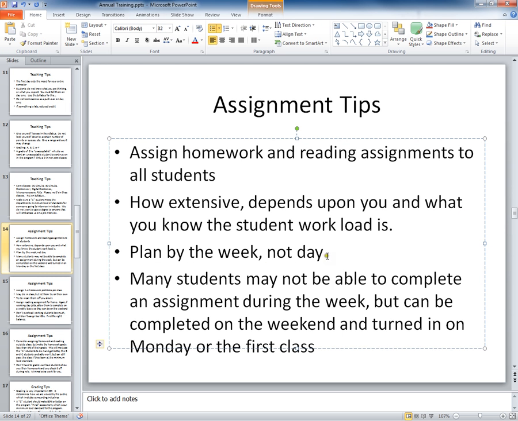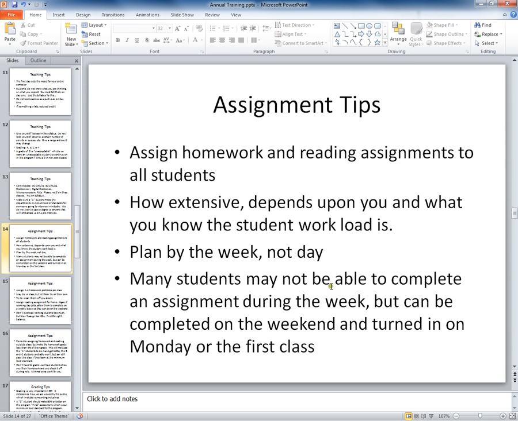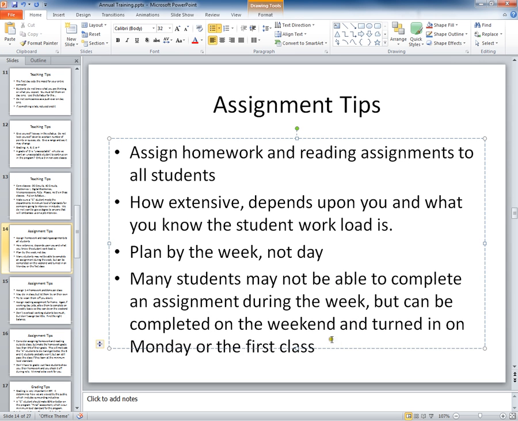Plan by the week, not the day. Don't get caught up on what's done today. Plan for the whole week. Because if you get behind on day 1, you can make it up on day 2. Vice versa. You can put stuff on the internet. Many students may not be able to complete an assignment during the week, but it can be completed on the weekend and turned in on the Monday.